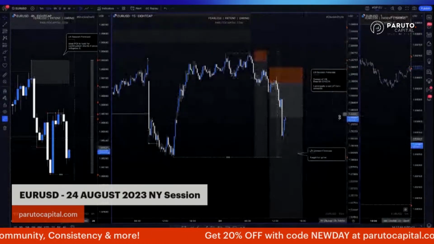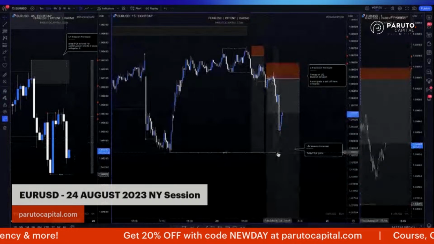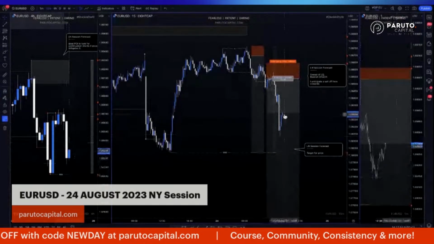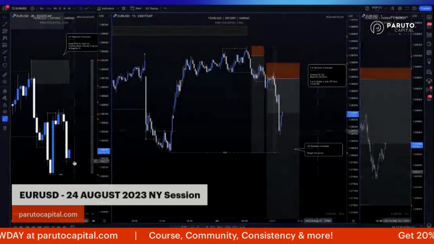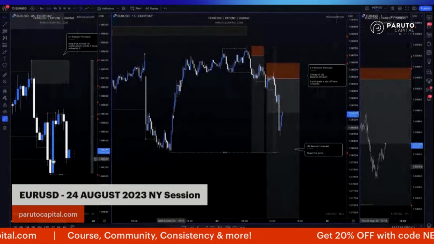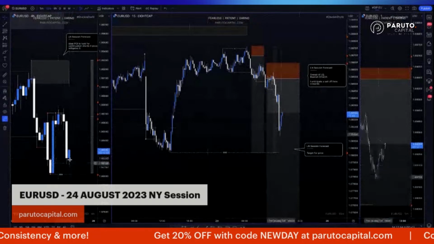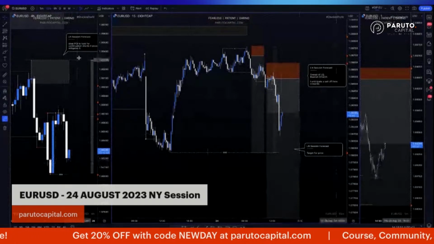Hoping that, of course, structure holds. And the reason why we're holding this, we could have taken profit around this area, but the only reason I wouldn't take profit is because of the higher time frame narrative I have. Based on the high time frame narrative, there is no reason for me to believe the price would reverse from this area and push upwards, right?